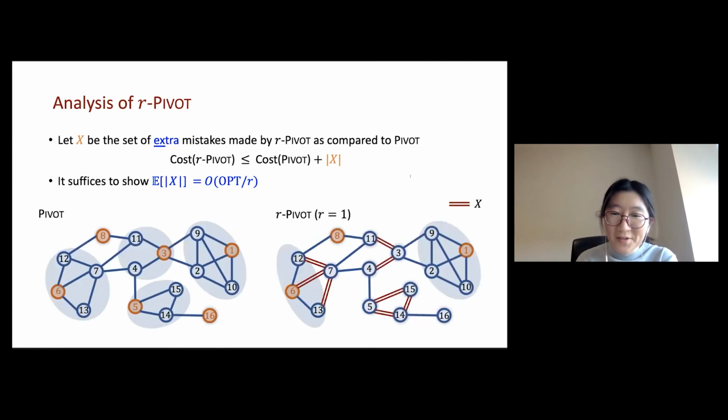So back to this example, the set of mistakes are precisely those edges marked in red double lines. And as we observed earlier, the output clustering of R-pivot refines that of pivot. All these edges are precisely those that lie inside the same cluster of pivot, but now go across different clusters in the output of R-pivot.